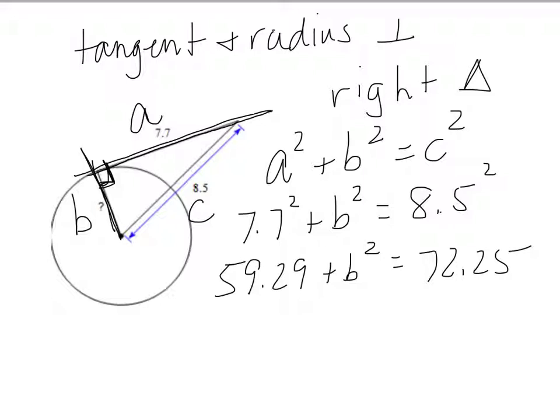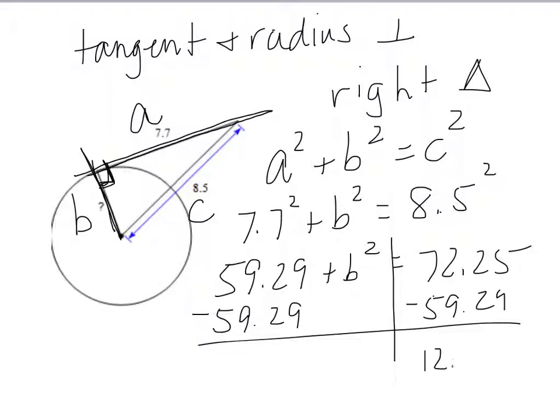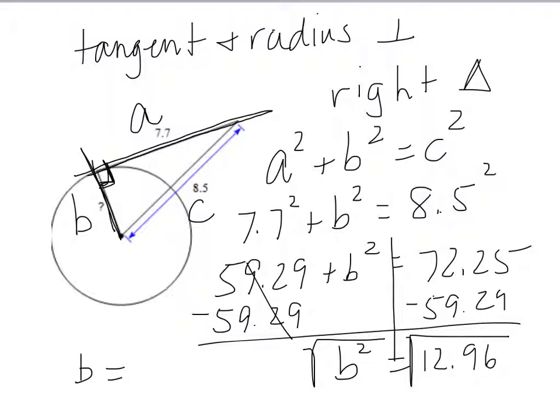Now I have to subtract to get my B squared by itself. I subtract 59.29 from both sides. And when I subtract 59.29, I get 12.96 on this side. And what I'm left with on this side is B squared. Now to get rid of the squared, I have to take the square root of both sides. So when I do that, I'm left with B on one side, and on the other side, I have 3.6. The square root of 12.96 is 3.6.